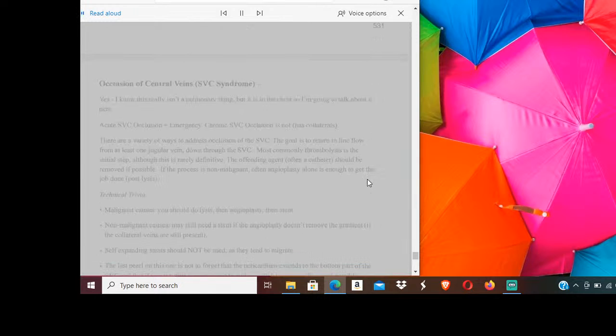531. Occlusion of central veins, SVC syndrome. Yes, I know this really isn't a pulmonary thing, but it is in the chest, so I'm going to talk about it here. Acute SVC occlusion equals emergency. Chronic SVC occlusion is not, has collaterals.